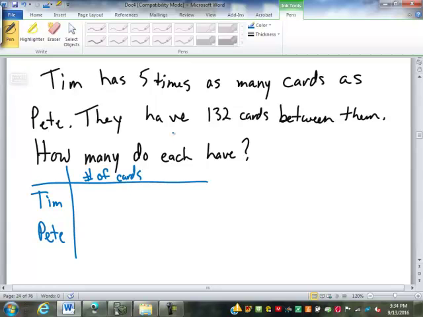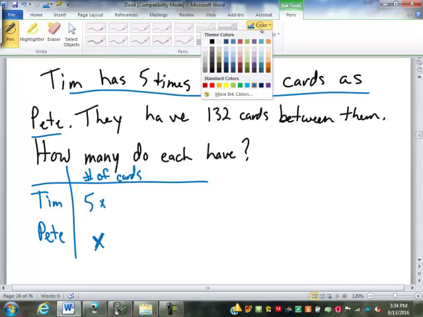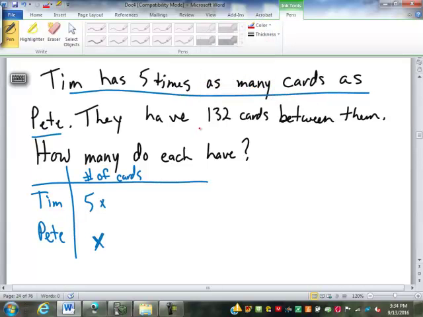Which one is going to be X? Pete is. What's that going to make Tim? Tim has 5 times as many cards as Pete, so Tim would be 5X. Now we have the 132. Is that the total number of cards, or is that something else? That is the total number of cards.